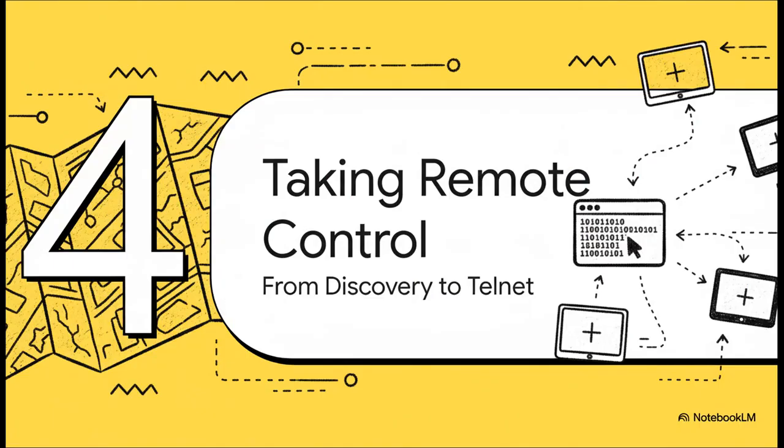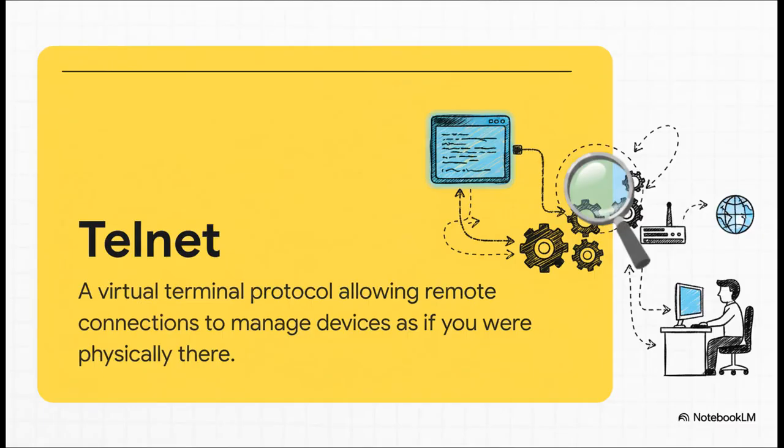So, Karen's got her map. She's got the IP addresses of the problem devices. What's next? Well, she can't just look at them, she needs to take control. And this is where a classic tool called Telnet comes into play. Telnet is basically a virtual console cable. It lets you type commands into a router or a switch that's miles away, as if you were sitting right there next to it in the data center. It's the absolute key to taking action on everything that CDP just discovered.